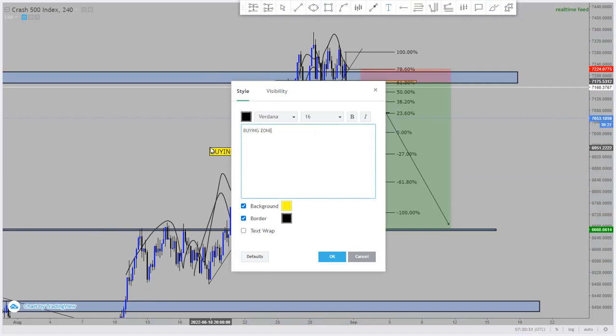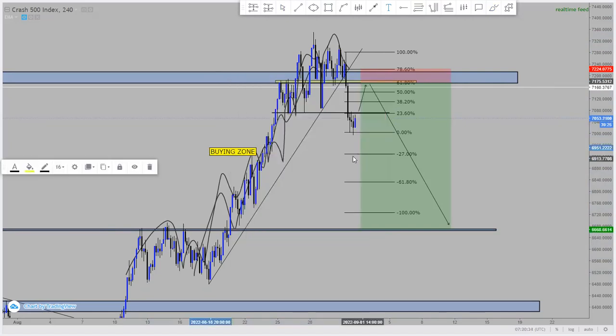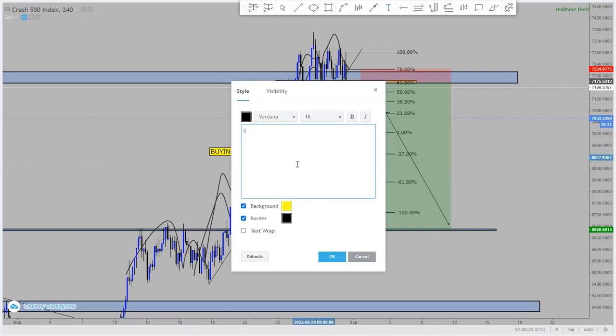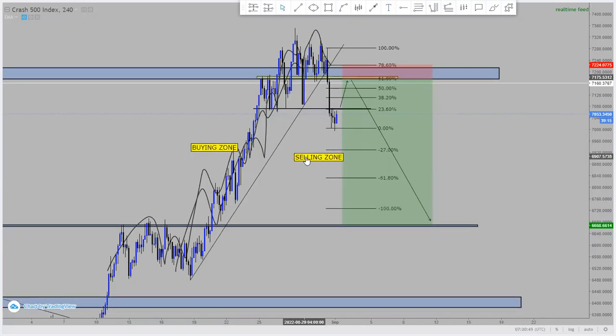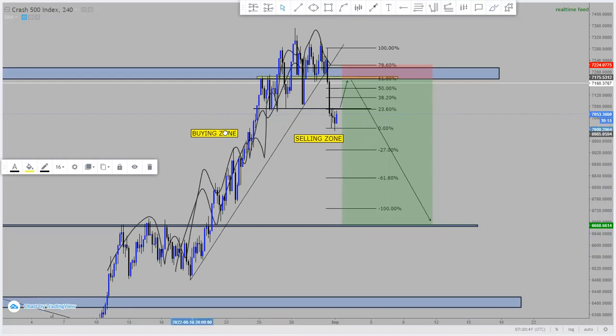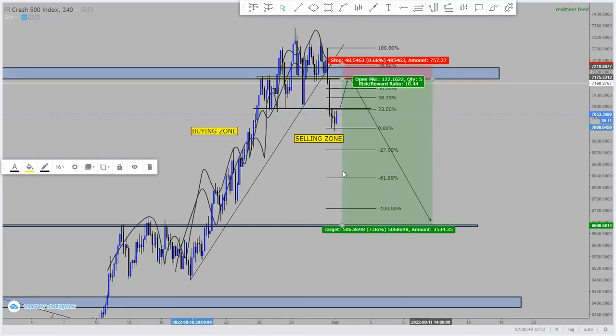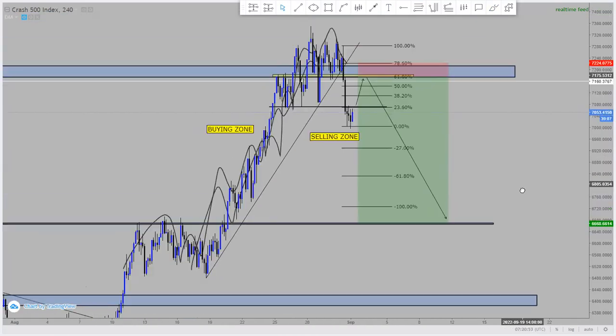Buying zone. Then below here, that's your what? Your selling zone. So below here, I'm not expecting anyone to be taking buyers. In as much as you want to scalp, don't scalp on the buying side. Rather scalp on the selling side, because we are in a selling zone. In a selling zone, be focused more on selling.